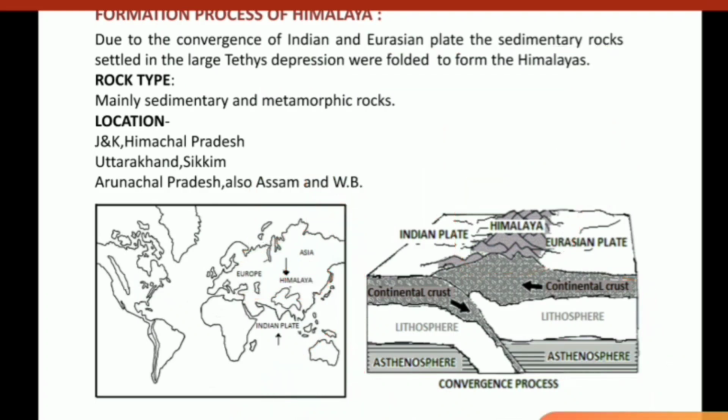Now what are the rock types of this Himalaya? Mainly we can find different kinds of sedimentary and metamorphic rocks here. Now the state-wise location. We have Jammu and Kashmir, Himachal Pradesh, Uttarakhand, Sikkim, Arunachal Pradesh and some parts of Assam and West Bengal.